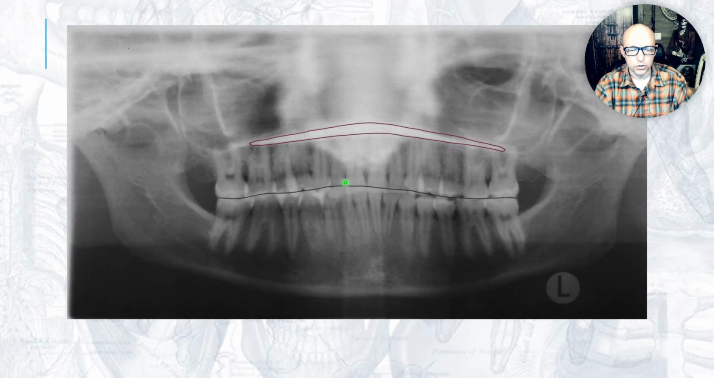Here we even have some lines drawn for you to make it easy. The occlusal plane is curved up like this. The hard palate line is curved up like this. This is chin up. Chin up makes them sad.